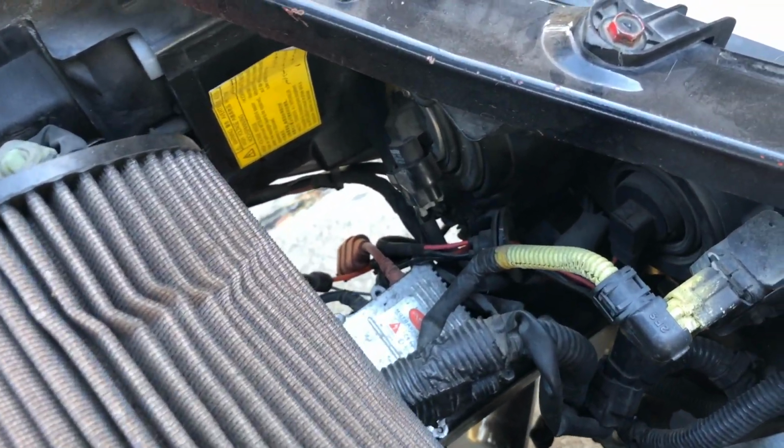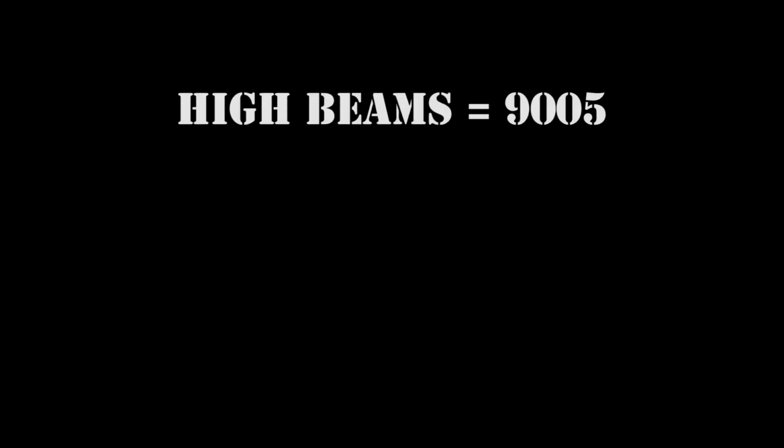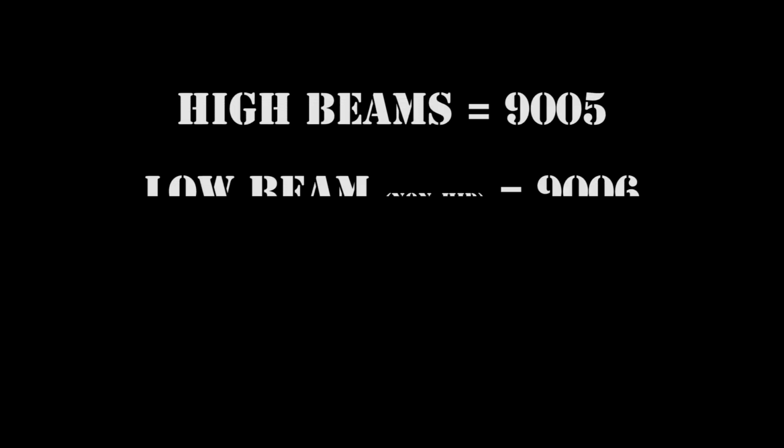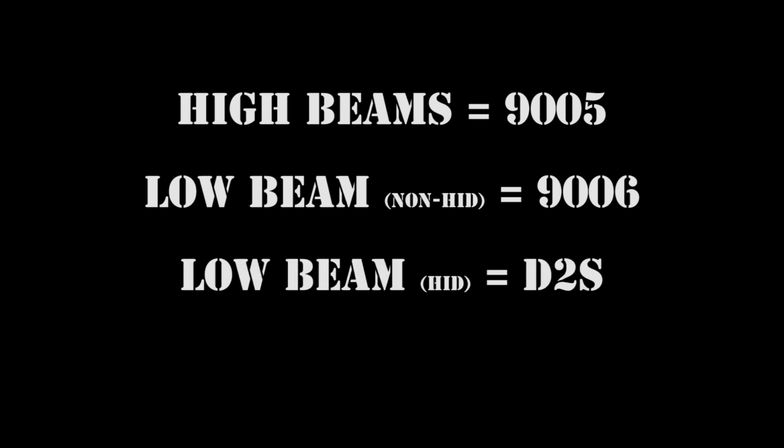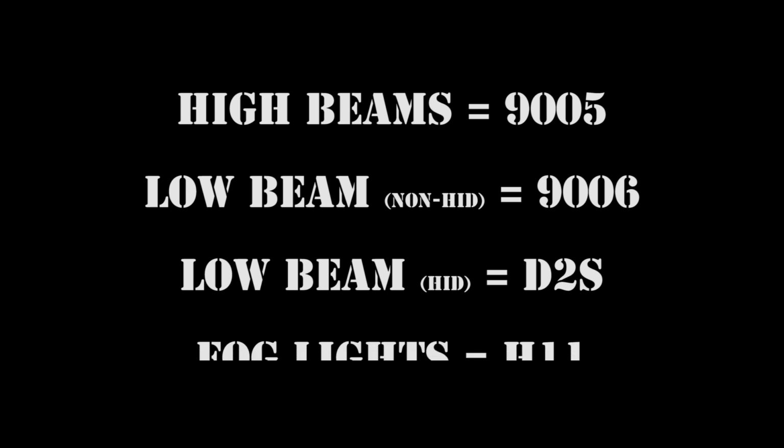So what bulb numbers do I need? All EVO 8 and 9 high beams are 9005 bulbs. The low beam non-HID bulbs are 9006. And the low beam HID bulbs are the D2S. And all the fog light bulbs are H11.